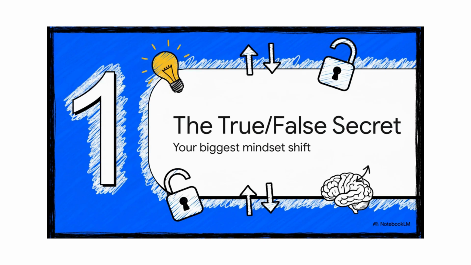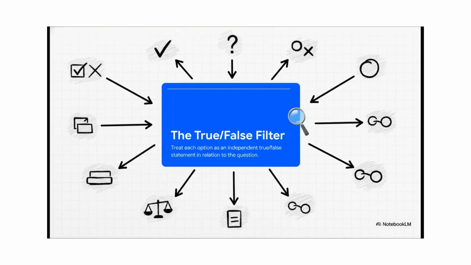What if I told you there's a simple mental switch, a secret key, really, that you can flip to turn this monster of a question into something totally manageable? This is the one big mindset shift you need to make, and trust me, it's going to unlock these questions for you for good. Here it is. It's called the true/false filter. From now on, you are not answering one big, intimidating question. Forget that. Instead, you're just answering a few tiny, simple true or false questions.